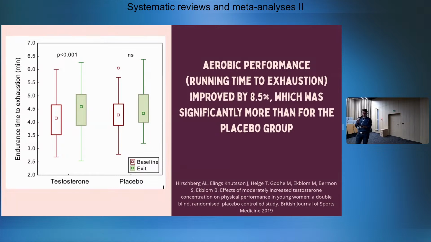Another study was conducted by Hirschberg and colleagues in 2019, where a double-blind trial was carried out, administering exogenous testosterone and placebo to female athletes once again. To assess the effects after 10 weeks, when the hormone concentration in the blood reached approximately 4 nanomoles per liter, aerobic performance was measured by running time to exhaustion, revealing an increase in performance of 21 seconds, corresponding to an 8.5% improvement compared to pre-study results.